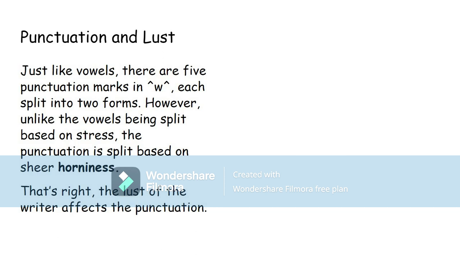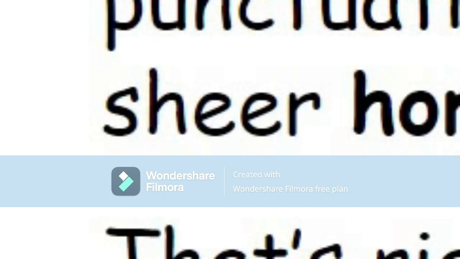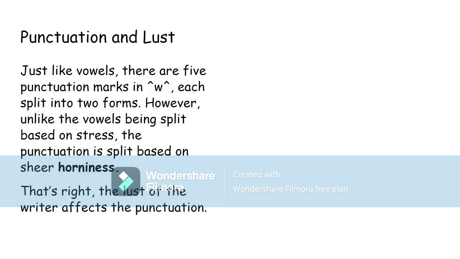Anyways, punctuation and lust. That's quite a title, isn't it? Just like vowels, there are 5 punctuation marks, each split into 2 forms. However, unlike the vowels being split based on stress, the punctuation is split based on sheer horniness. That's right, the lust of the writer affects the punctuation.